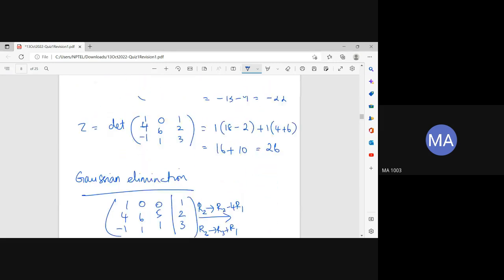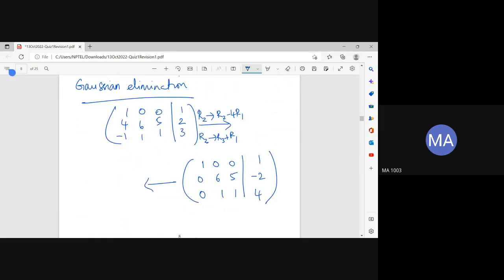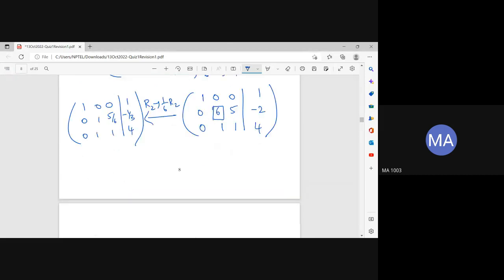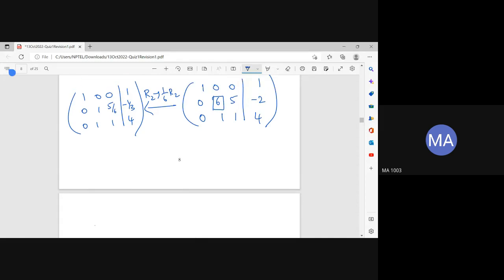If the determinant of the matrix is not equal to 0, how many dependent variables will I have? 0. All the variables will be independent. Yes. So I can divide R2 by 6. I get 1, 0, 0, 1, 0, 1, 5 by 6, minus 1 by 3, 0, 1, 1, 4. Is this matrix an REF now? No, ma'am. Below the pivot, it should be 0.